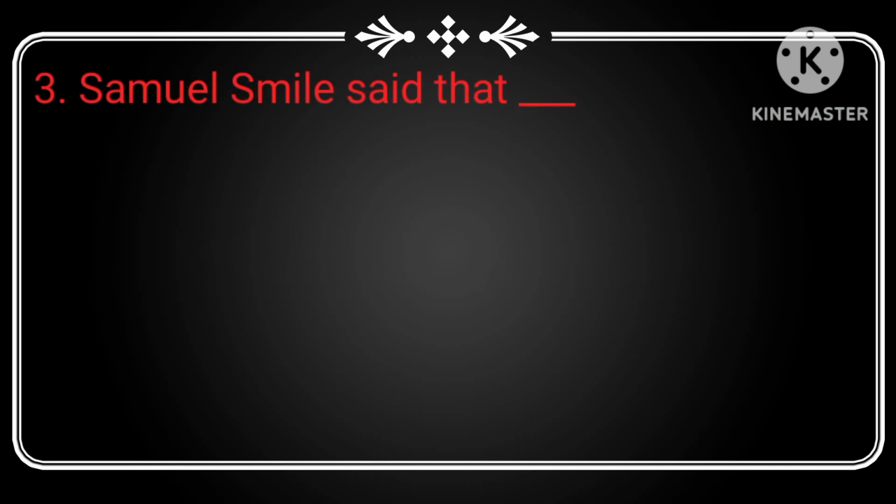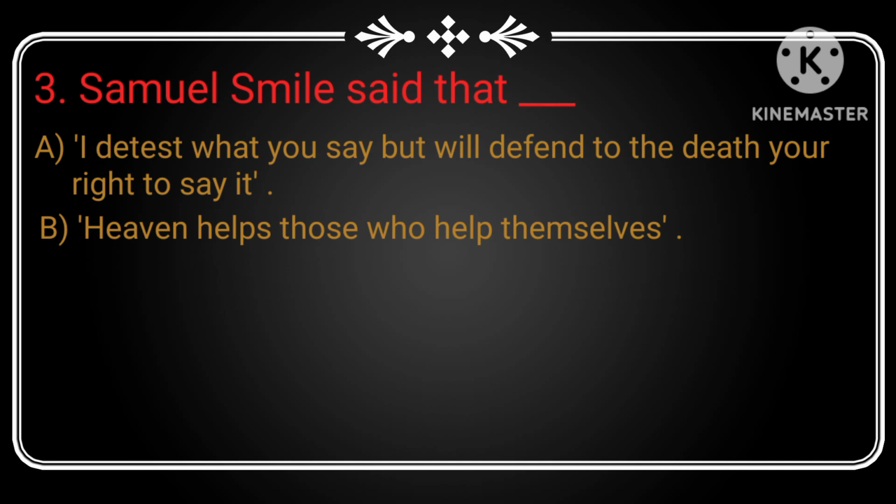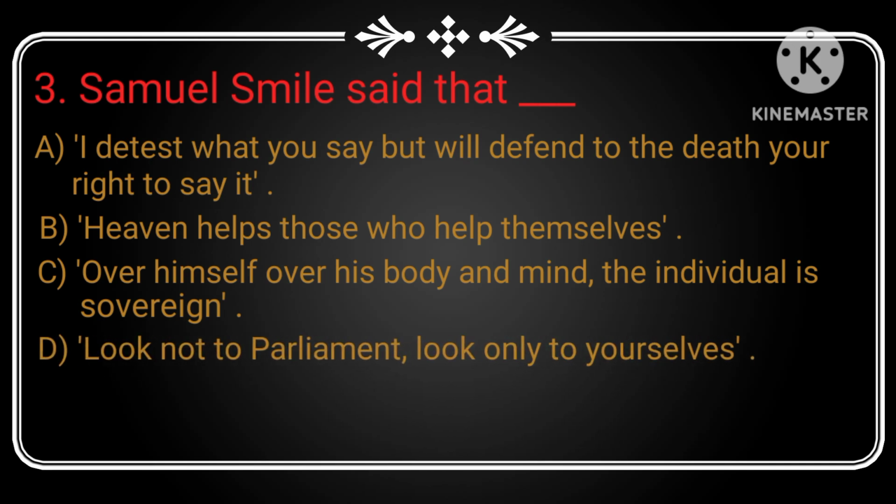Then question number 3. Samuel Smiles said that, options are: A, I detest what you say, but will defend to the death your right to say it. Option B, heaven helps those who help themselves. Option C, over himself, over his own body and mind, the individual is sovereign. Option D, look not to parliament, look only to yourselves.